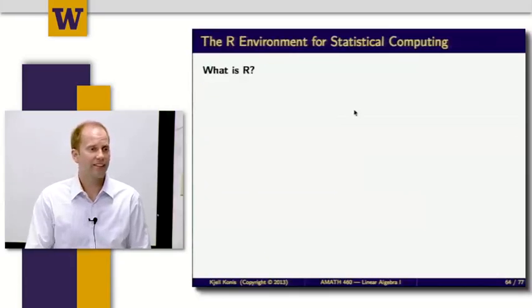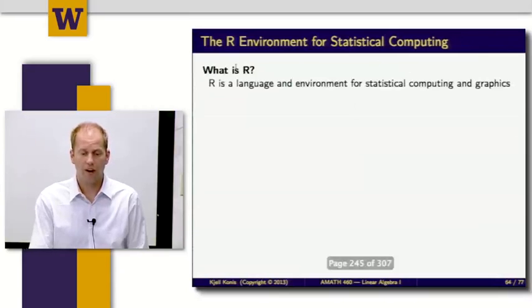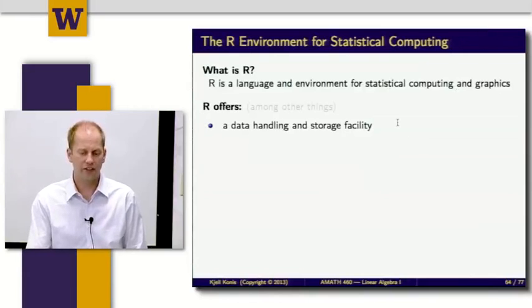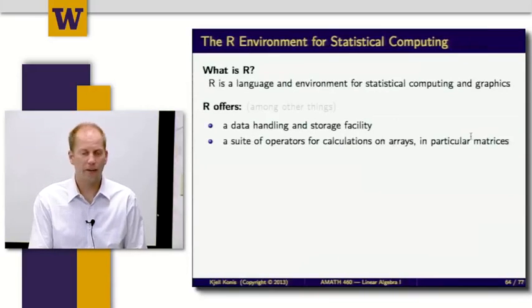So what is R? This is the programming language that's been adopted by the CF and RM department. R is a language and environment for statistical computing and graphics. Luckily, statistical computing ends up being very similar to scientific computing, which is mostly just solving things with matrices. R offers, and this is not an exhaustive list, data handling and storage, a suite of operators for calculations on arrays, and in particular matrices. This is the bullet point that we will be making the most use of.